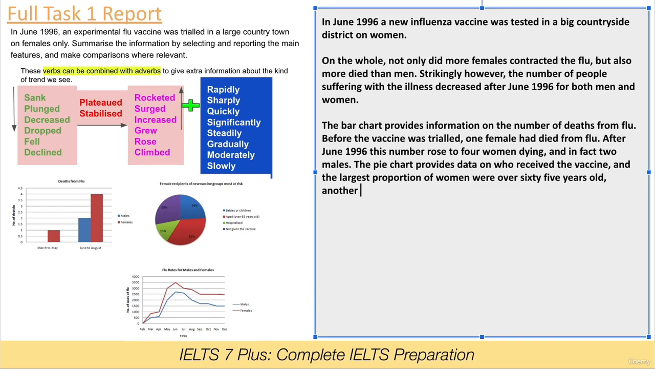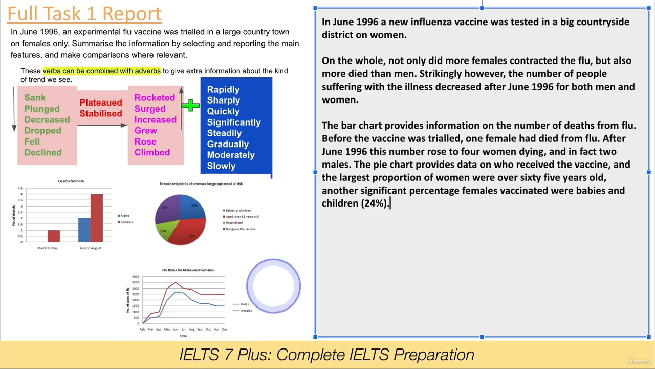Another significant percentage of receivers of the vaccine. Oh, we've used received there. Percentage of females vaccinated were babies and children. And let's use a bracket. I like a bracket. 24%.